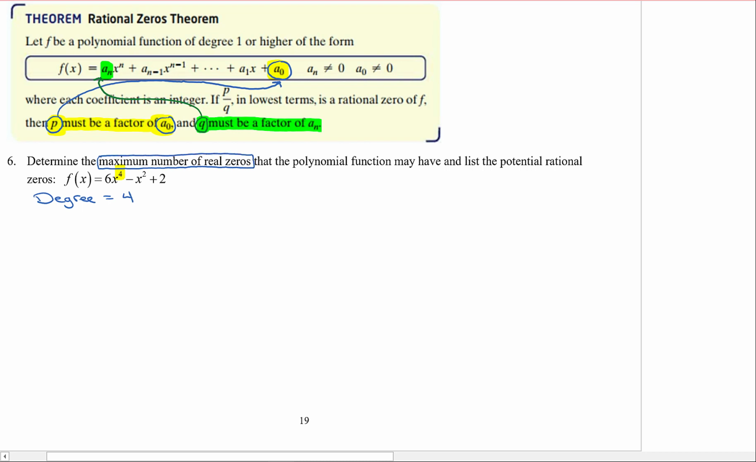The maximum number of real zeros is going to be the degree of this function, which is a 4th degree. So that means the maximum number of real zeros is going to be equal to 4. That's the most that it could possibly have, the most real zeros.